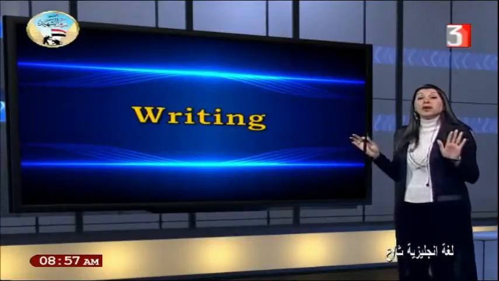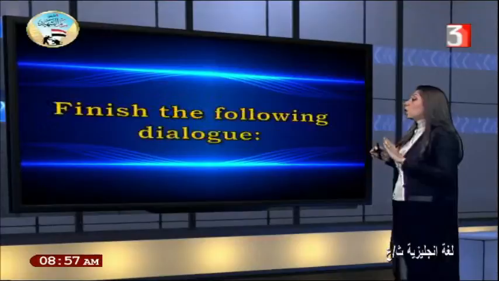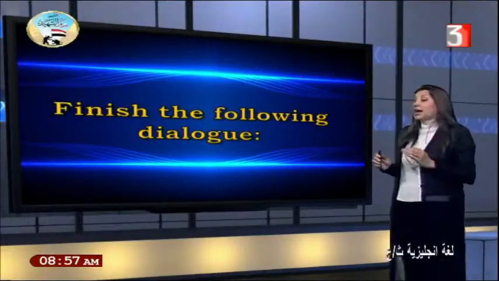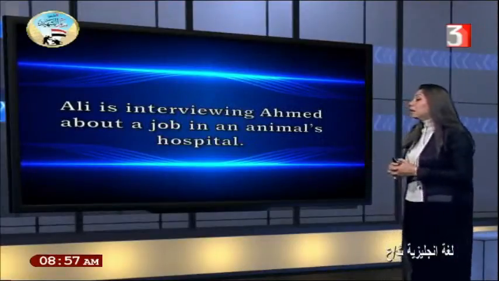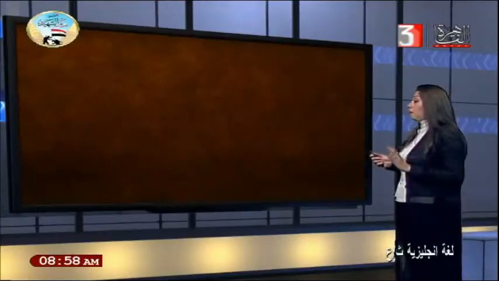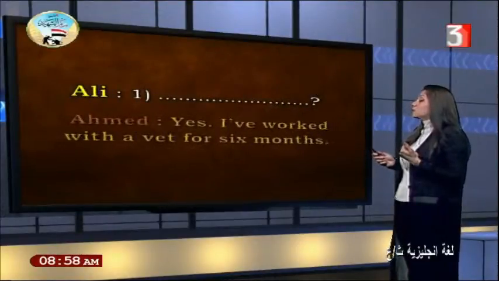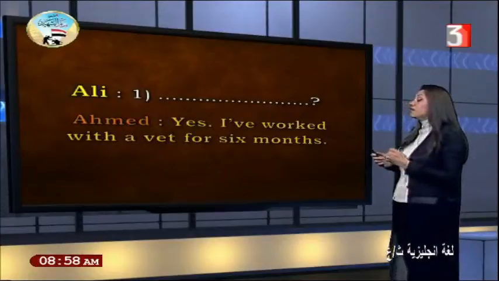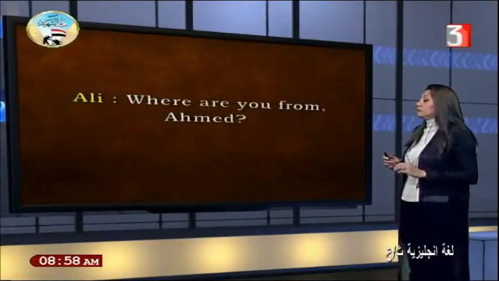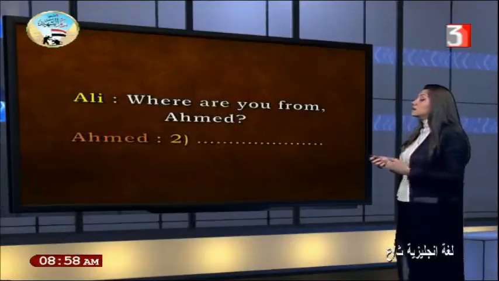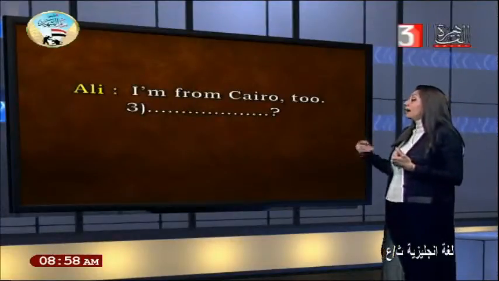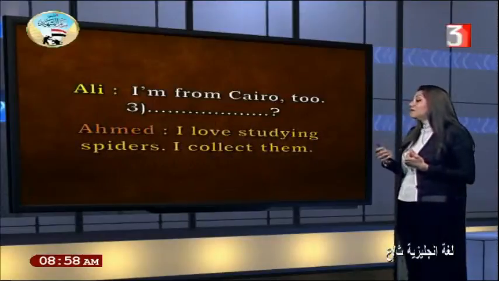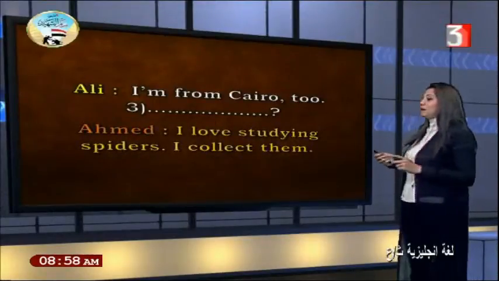We finished the most important part, the multiple choice. Now we move to our writing: finish the following dialogue. We read the whole dialogue to see what we are going to use. Ali is interviewing Ahmed about a job in an animal hospital. What is he going to say? Ali is asking a question. Ahmed says, yes, I have worked with a vet for 6 months. Where are you from, Ahmed? The answer will be based on the information given to us. I'm from Cairo too, so surely he replied with something similar. Then he asks a question whose answer is: I love studying spiders, I collect them.